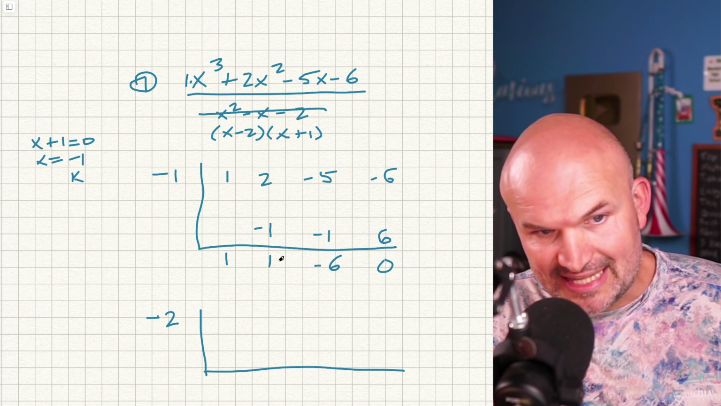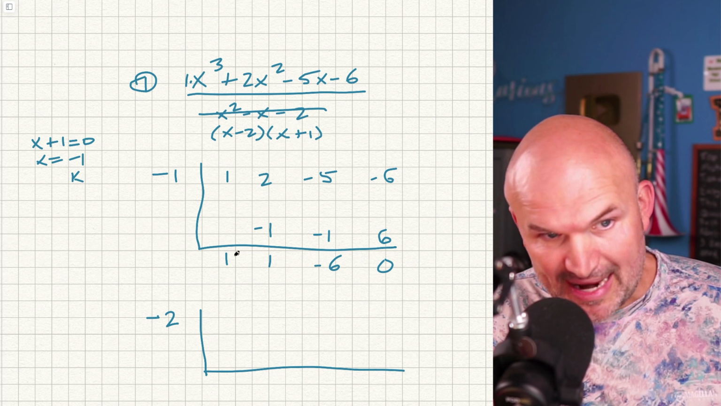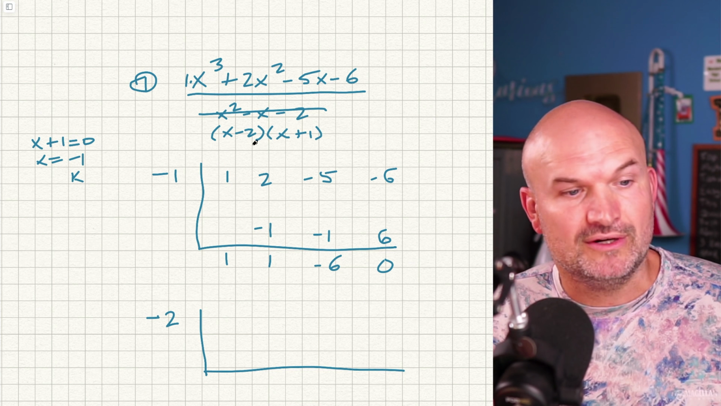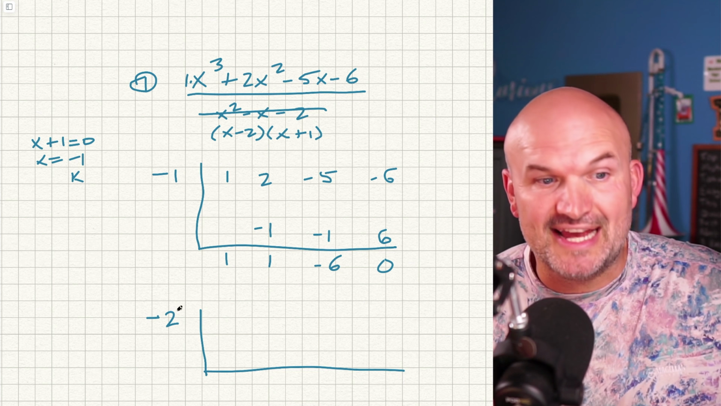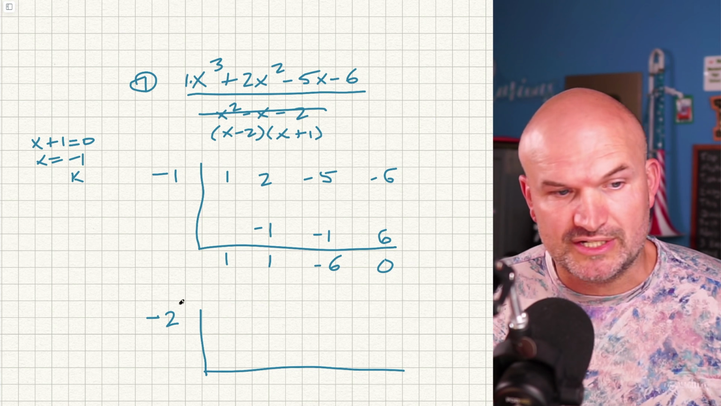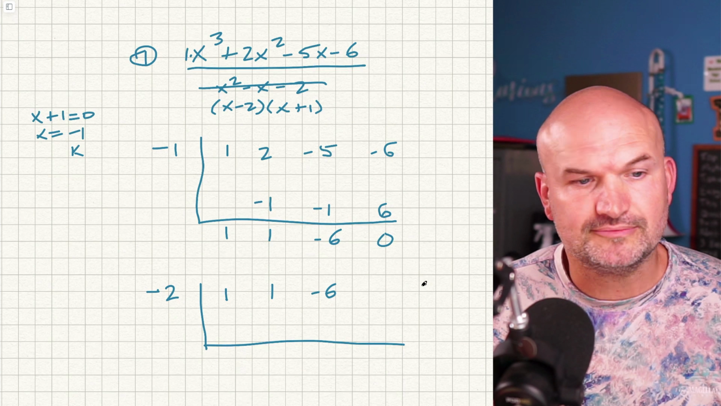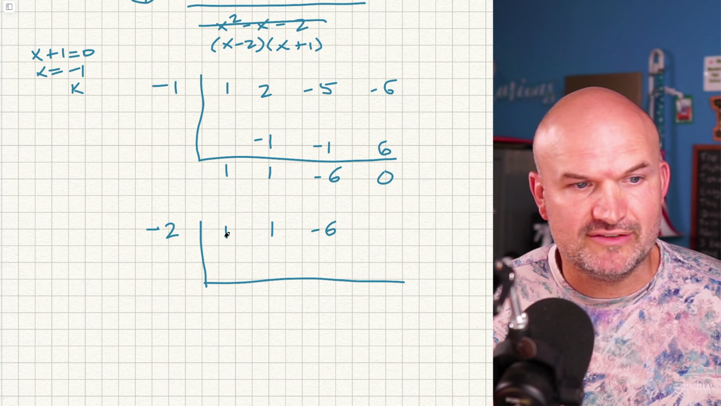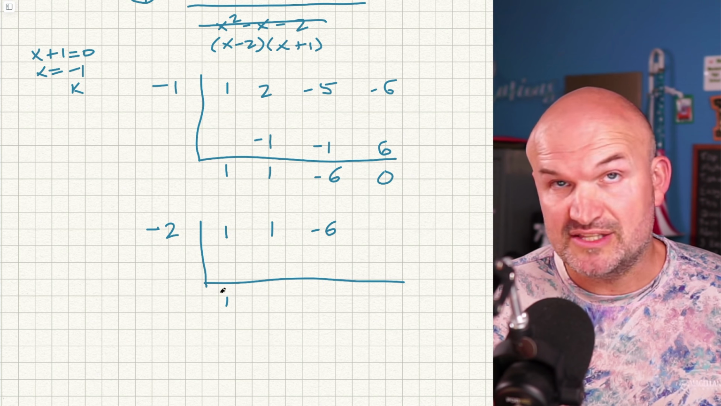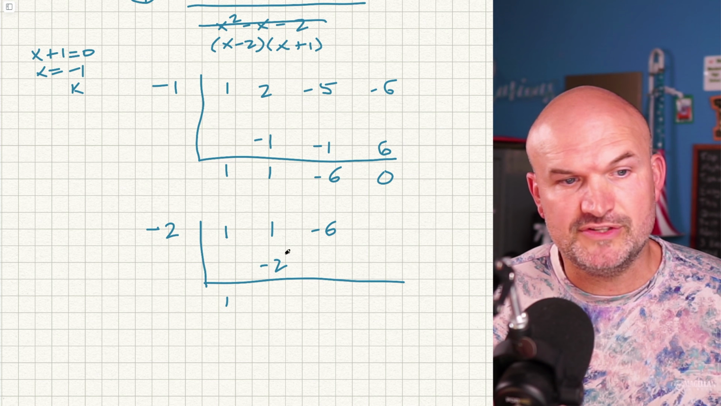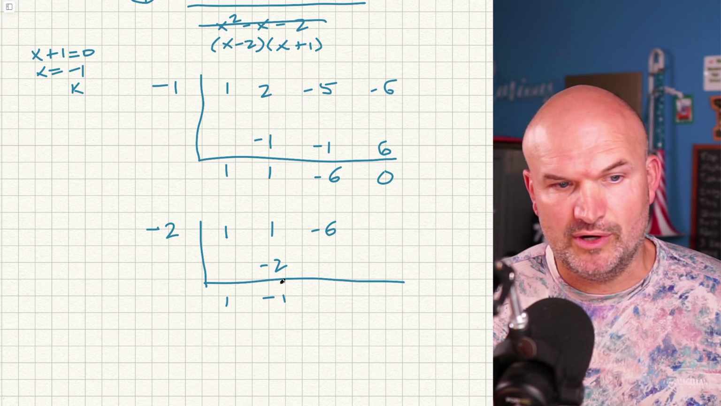So what that means is this is my quotient, right? This is my answer of dividing by one factor. I now need to take the other factor and divide into that quotient. So I'm just going to take these coefficients, 1, 1, and -6. So now, again, applying the synthetic division algorithm, bring down the 1. That's the freebie. 1 times -2 is a -2. 1 plus -2 is a -1.